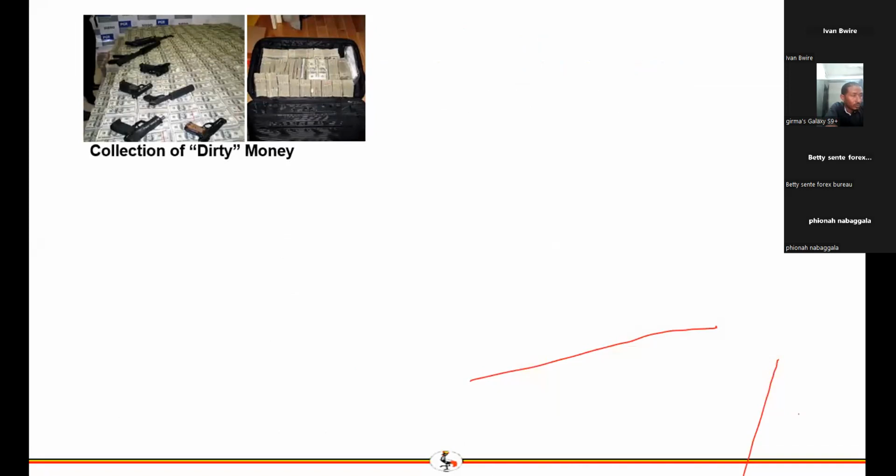You see there's a collection of dirty money from criminal activities. And what do we mean by criminal activities? We mean the predicate offenses such as fraud, tax evasion, human trafficking, drug trafficking, and so forth. Once money is obtained from such activities, that's what we call illicit proceeds, illegal money, or dirty money. And that dirty money is then placed into the financial system, probably a bank.